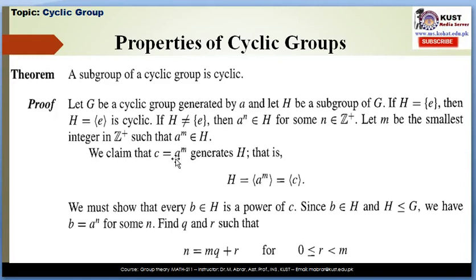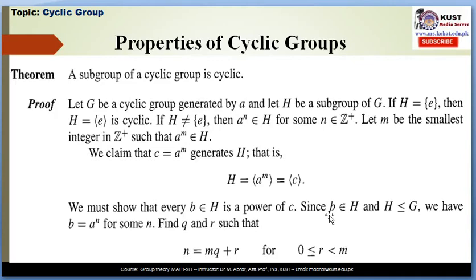Now we claim that this element is actually the generator of H, that is, H is generated by this element. Generated by this element means that all the elements in H are actually powers of a^m. So just for simplification we assume that this a^m is, say, C. So we must show that every element in H is a power of C.